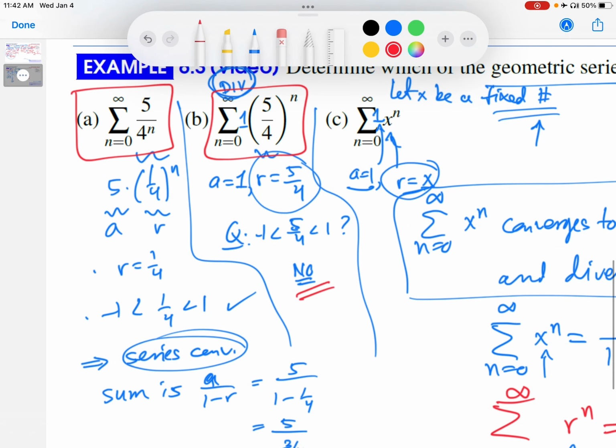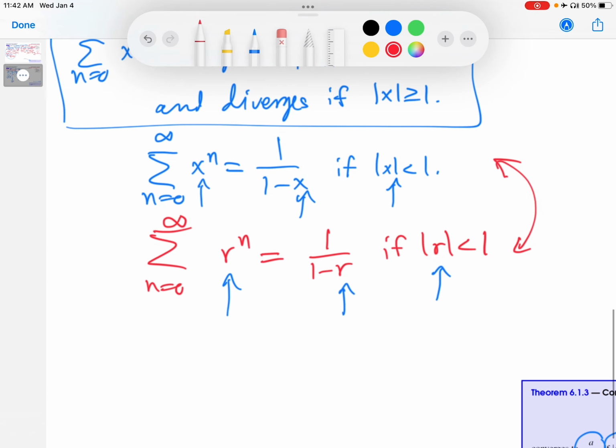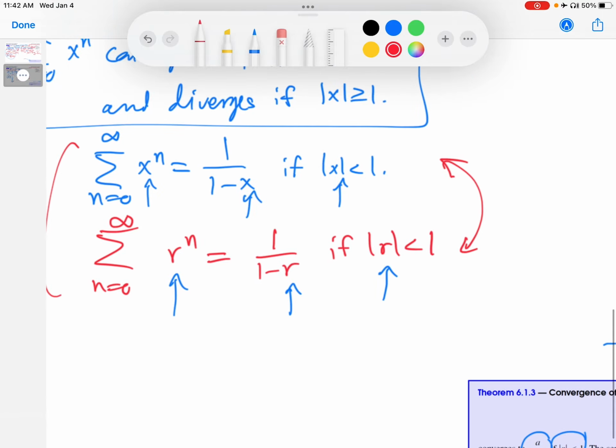There was no sum. Here we are seemingly analyzing something totally different, right? There's a variable, there are no numbers, and we're thinking of x as fixed to try to make it a number. But at the end of the day, the conclusion is effectively a restatement of the geometric series theorem itself, where you replace r by x.